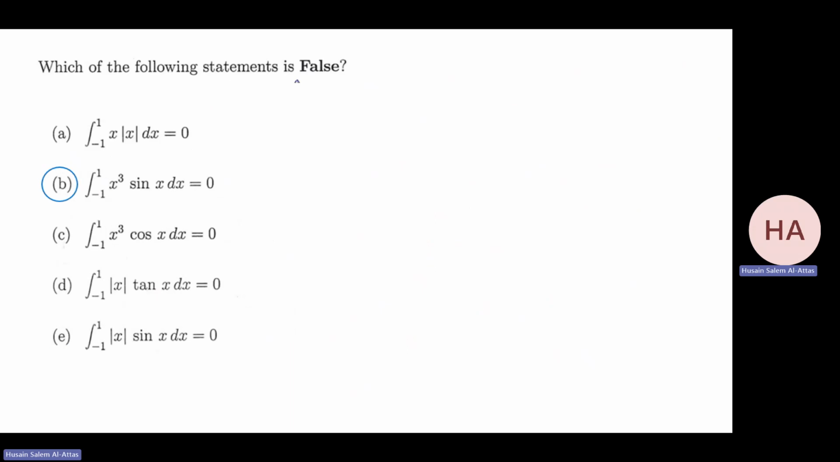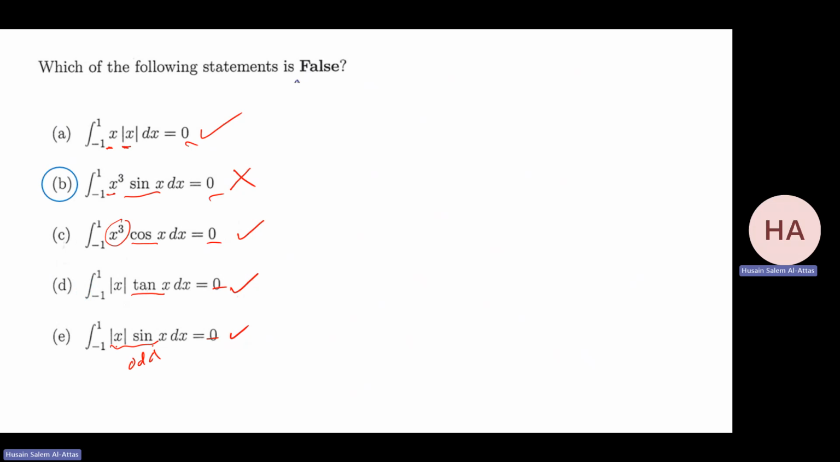Okay. Which of the following statements is false? I want the false one. Okay. All of them are 0, 0, 0, 0, if the function is odd. This is odd, because this is even times odd, so this is odd. Tan of minus x is minus tan x. This is odd because of this. So this is true. This is odd, this is negative, this is positive, so this is odd. This one will be even. So this is wrong.